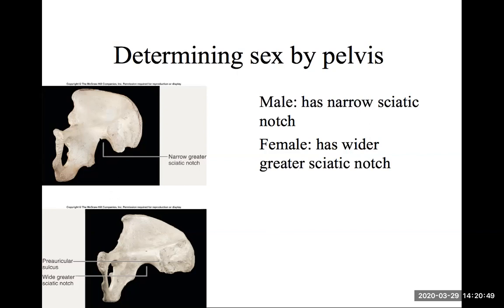But there's a structure here called a greater sciatic notch. And here it is on this pelvis. Notice how they're different. This greater sciatic notch is quite deep, but not terribly wide. This one, on the other hand, is considerably wider and not as deep. So we see a male os coxa pictured above and a female os coxa pictured below.